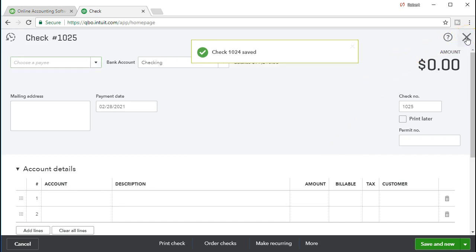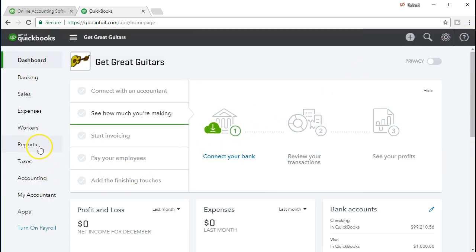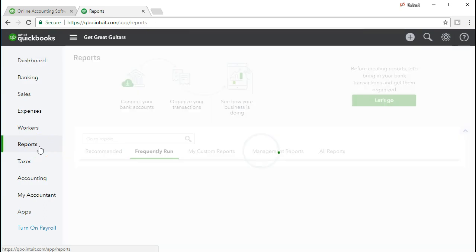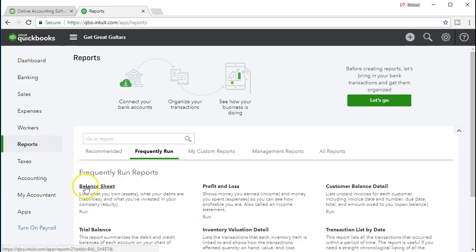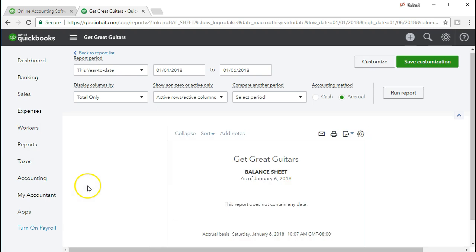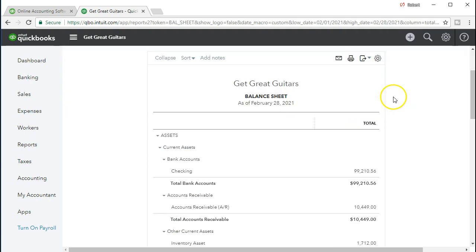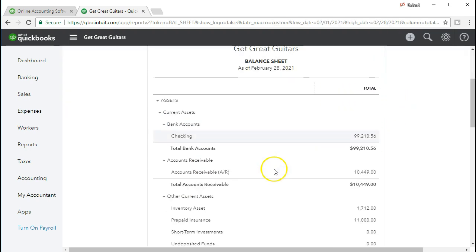So we're going to close this back out. We're going to go to the reports on the left side, and we're going to look at the balance sheet. Let's take a look at the balance sheet. We're going to change the dates on the balance sheet to the month of February, 02/01/21 to 02/28/21, and then run that report. Let's first take a look at the checking account.